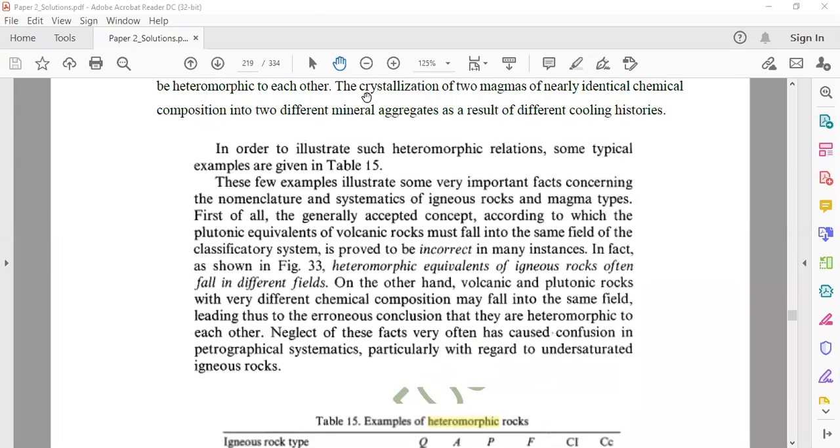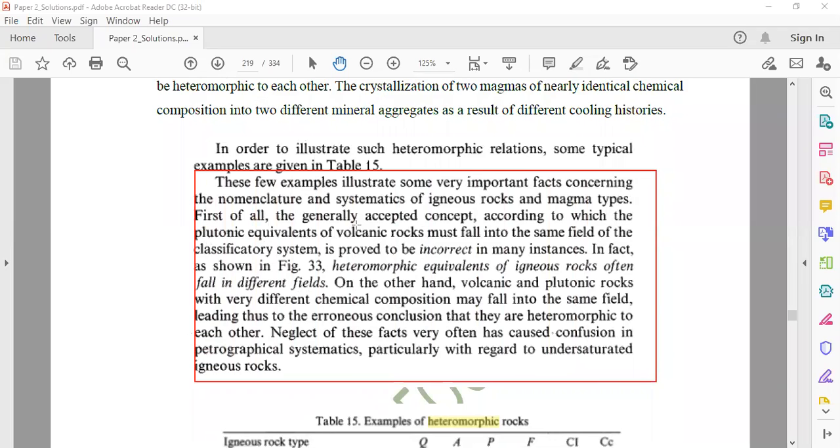You can see here that there are a few examples that illustrate some very important factors concerning the nomenclature and systematics of igneous rock and magma type. First of all, the generally accepted concept according to which the plutonic or intrusive and volcanic rock must fall into the same field of the classificatory system proved to be incorrect in many instances. In fact, as shown in figure 33, heteromorphic equivalents of igneous rock often fall in different fields. They will appear in different fields. On the other hand, volcanic and plutonic rock with very different chemical composition may fall into the same field, leading thus to the erroneous conclusion that they are heteromorphic to each other.